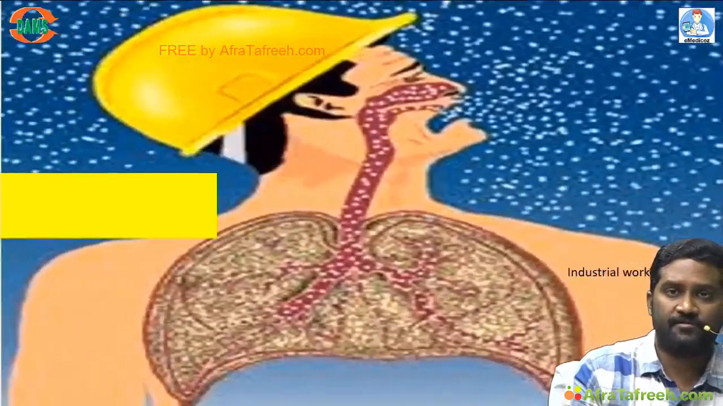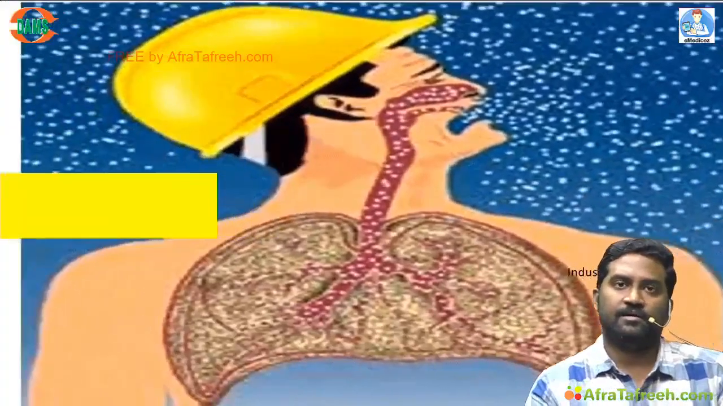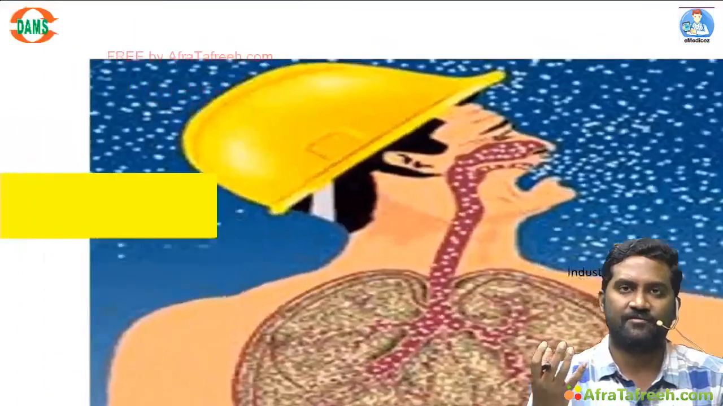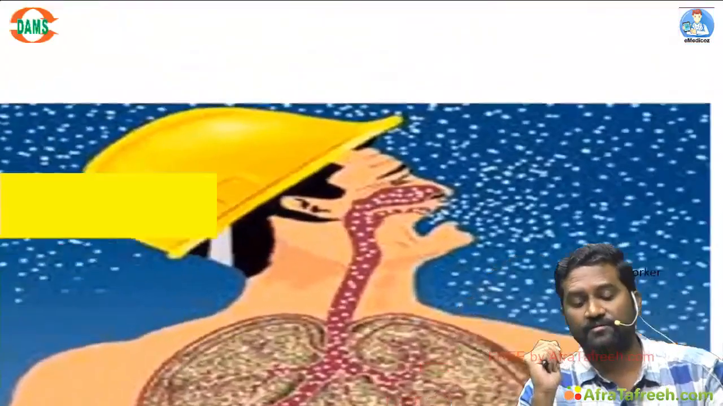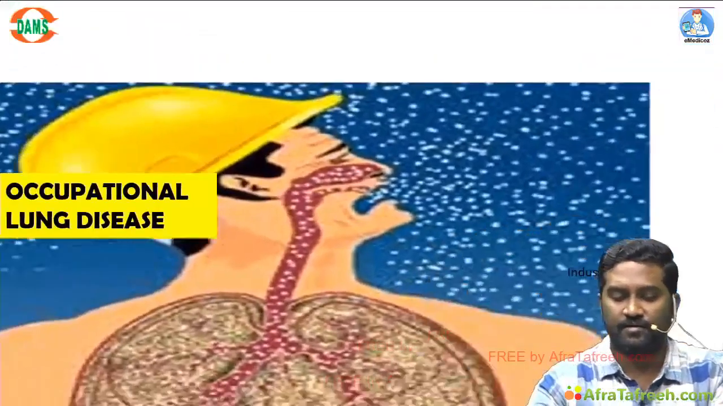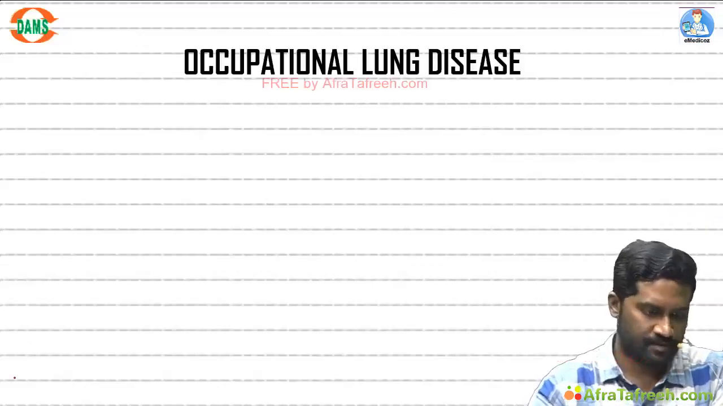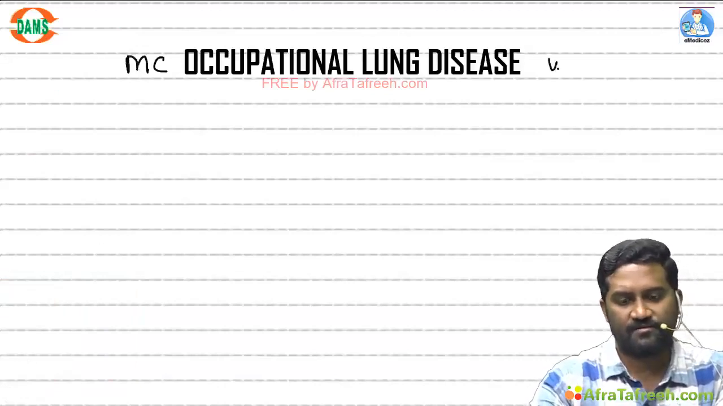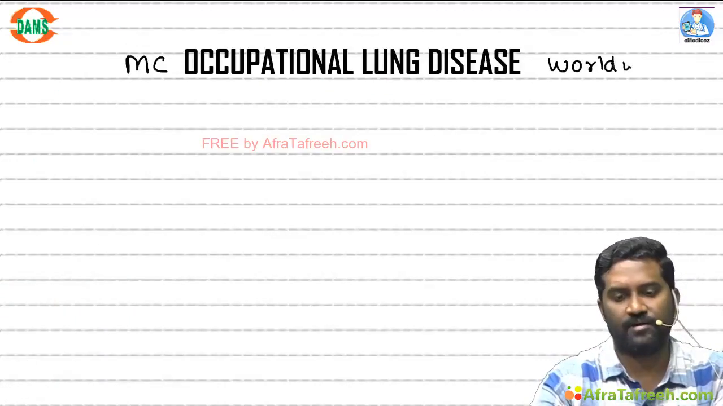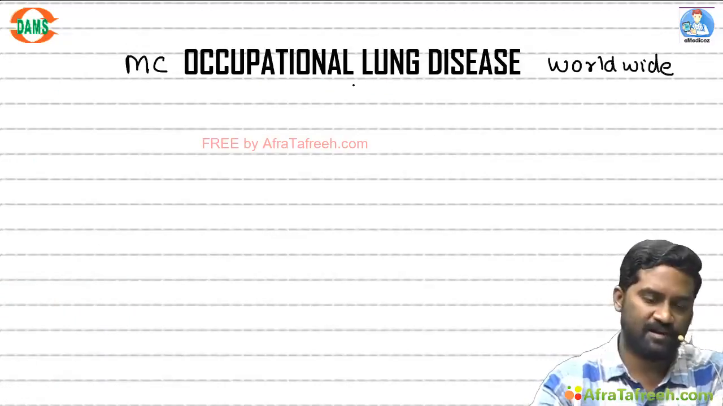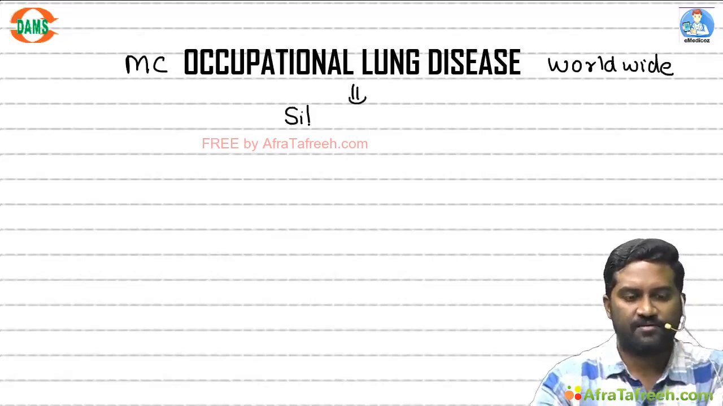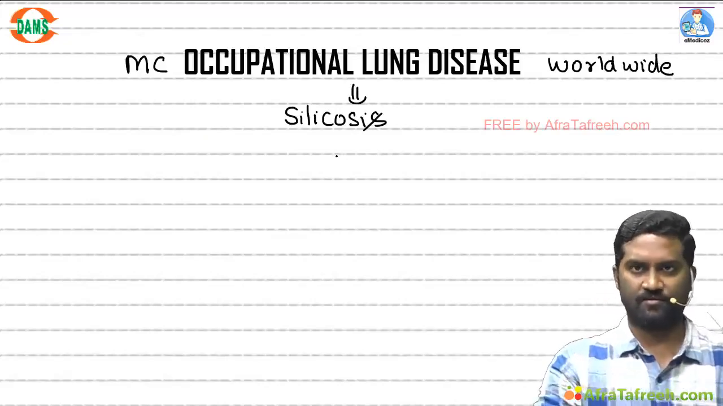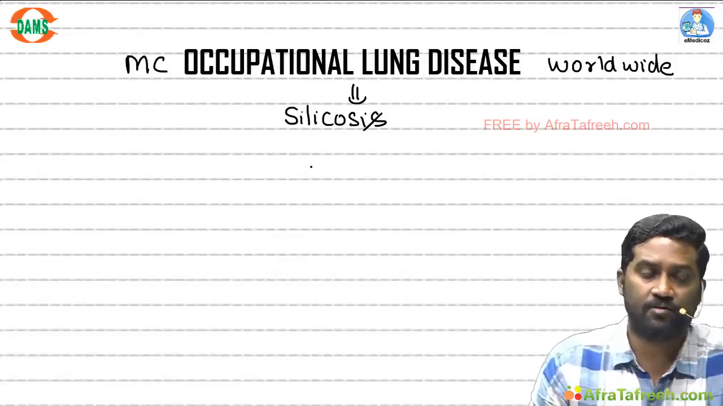In this disease, this patient is an industrial worker. He is getting exposed to the particles of his occupation, later developing a lung disease. What is this called? Occupational lung disease. Write down, students. Most common occupational lung disease worldwide. Your answer should be silicosis.